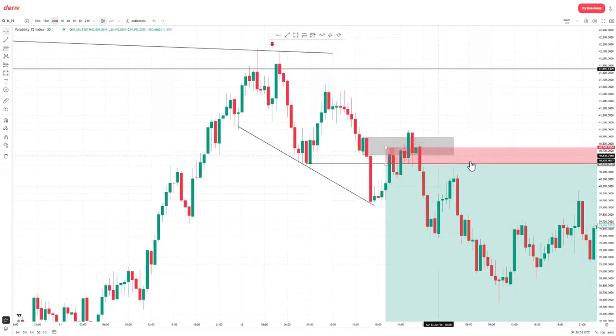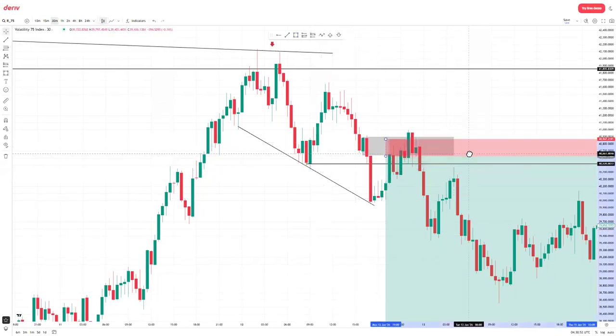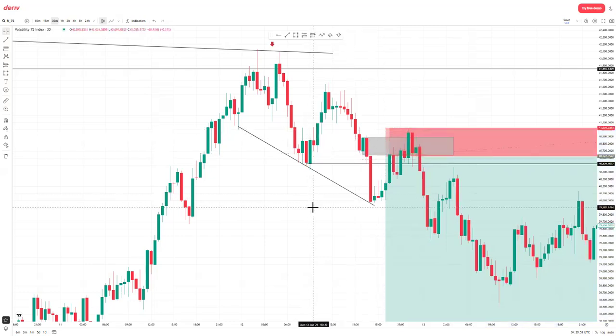The whole point of me showing this is to show how to identify fake outs and what creates them in most cases. That's your stop loss.